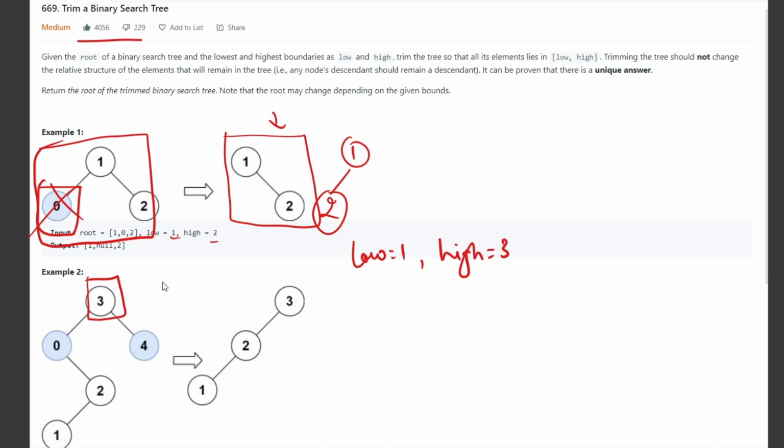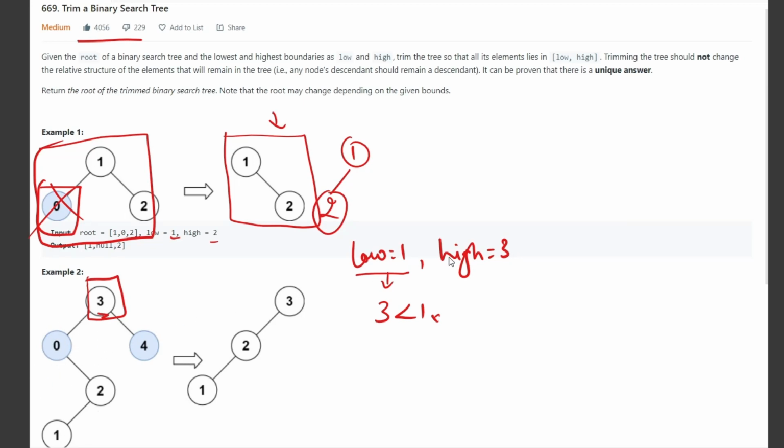We are going to check if this 3 is less than low or not. If it is less than low, that means all the elements on the left side are also less than low, so none of them will be in our answer, and we are not going to look at them. But right now, is 3 less than 1? No. So our answer will include it.